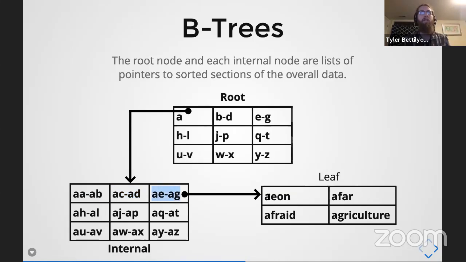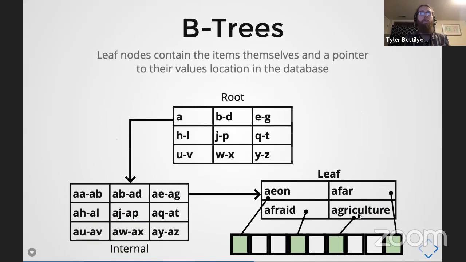And if this is our leaf node situation for the AE through AG, we only have 4 items in our index that match those criteria. They start with the letters AE through AG. Then they might be Aeon, Afar, Afraid, and Agriculture. And the values in each of these final leaf nodes would point to some data in the underlying database. So these would be pointers to the database tables on your hard drive offsets, just like with the hash table. And we could go fetch all of those pieces of data individually.